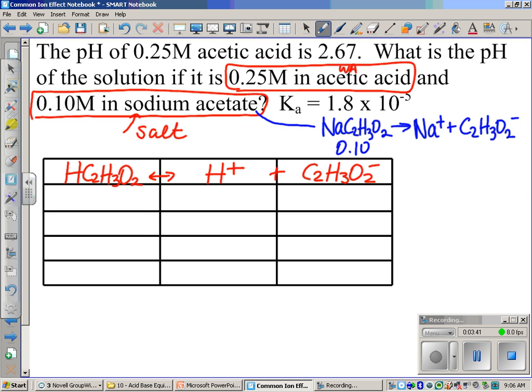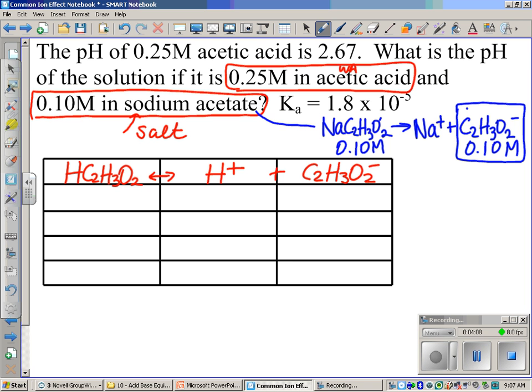Anyway, so the concentration here is 0.1 molar for the NaC2H3O2. We don't care about that. We care about this ion right here. We care about the ion that is common to both the salt and the weak acid. So the ratio from here to here is 1 to 1. So this is also going to be 0.1 molar. So we have to do that off onto the side.